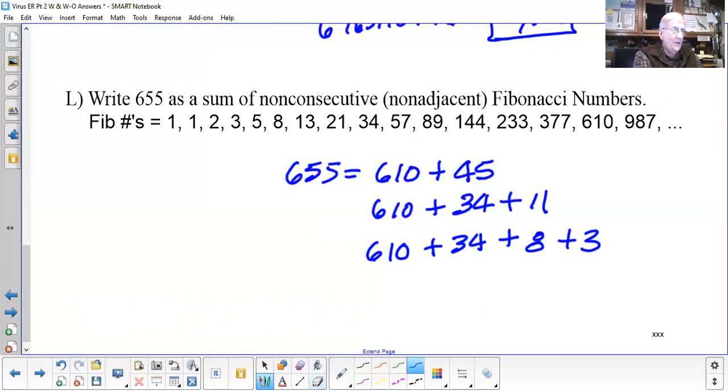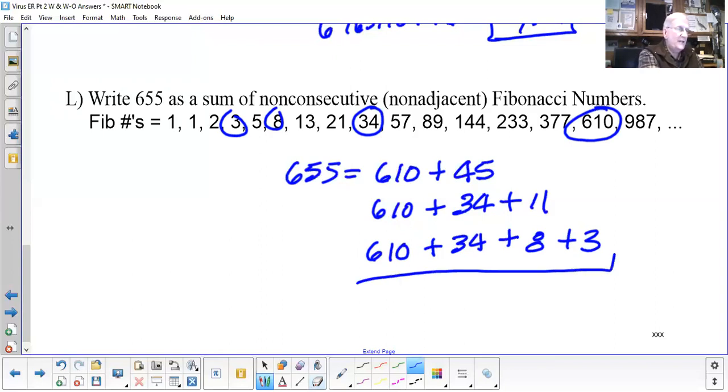Okay? And if you notice, if I circle these numbers in this listing up here, 3, 8, 34, and 610, they are not next to each other in the showing of these numbers. So they are non-consecutive. They aren't adjacent to each other. So this is the correct answer we need to find. And of course, I will be asking for you to do one of these on the final exam. All right, let's continue.